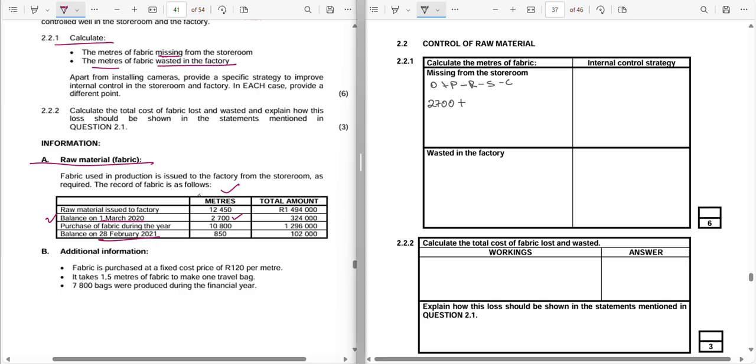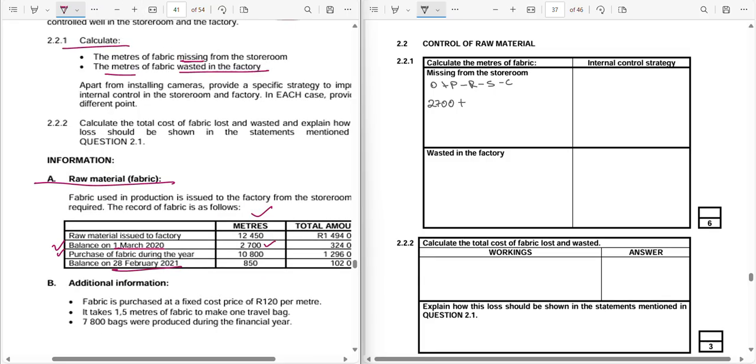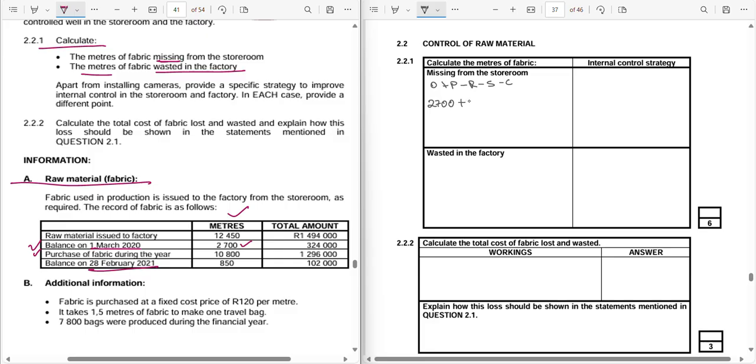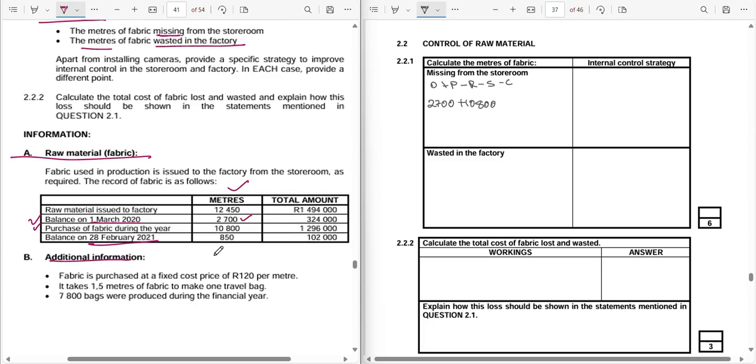plus your purchases. Let's check. Do you have purchases? Yes, we do. They are saying that purchases of fabric during the year is 10,800. You say plus 10,800 minus the returns. Do we have any returns? Let's check in the additional information. We do not have returns. We do have sales? Let's check. Do we have any sales, guys?